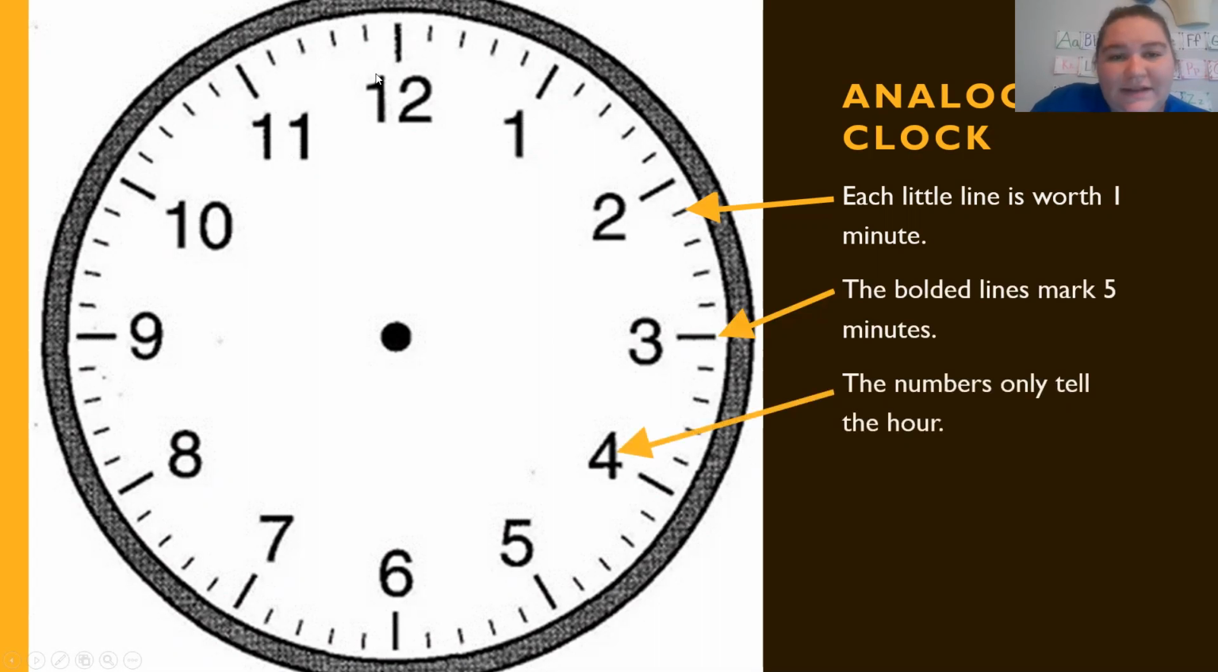Now, you might say, Ms. Schmidt, there are numbers here. Well, yes, but the numbers only tell the hour. So when you're reading a time, you have the hours and the minutes. The number right here is only going to tell you what the hour is.